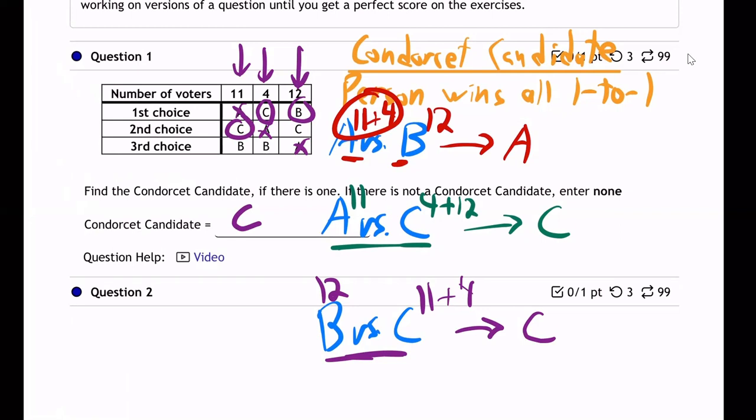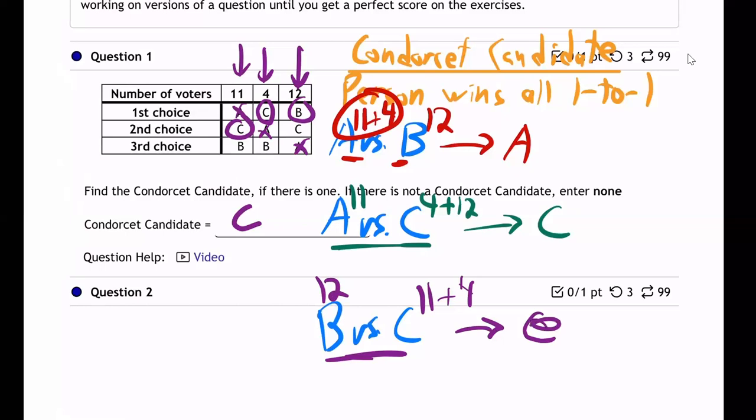Look, C, when it comes down to A and C, the people like C. When it comes down to B and C, the people like C. So the people like C, don't they? They seem to like C better than anybody else. That's the Condorcet candidate. Now, sometimes a weird thing will happen. As you can tell, it says up there, if there is one. If there is not a Condorcet candidate, enter none. Now, can that happen? It actually can.